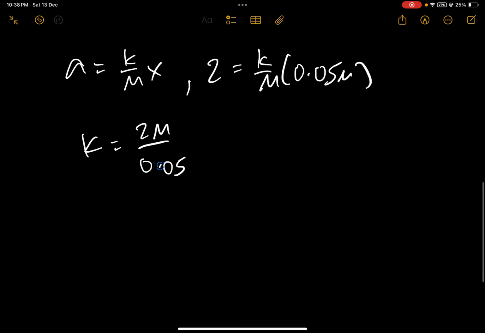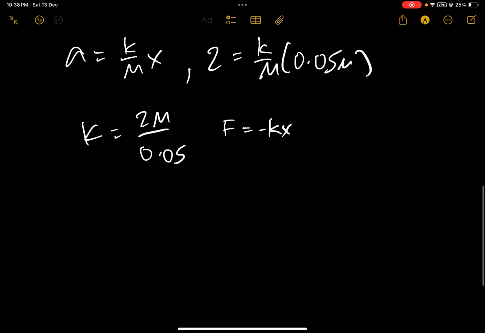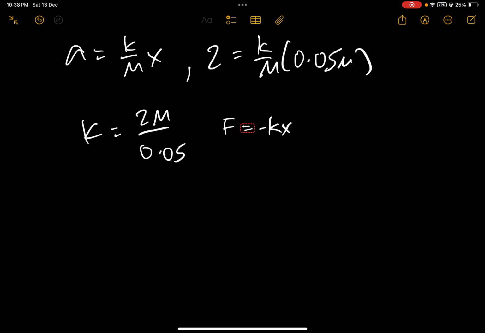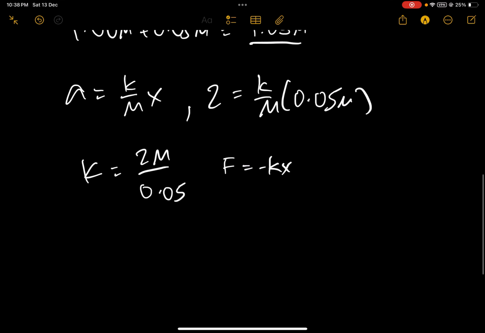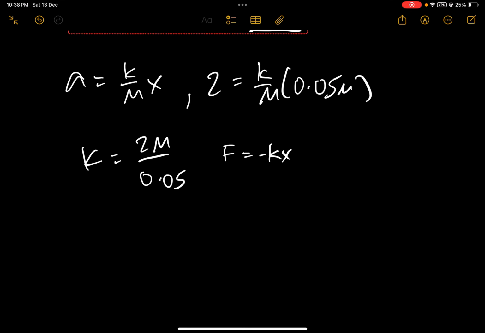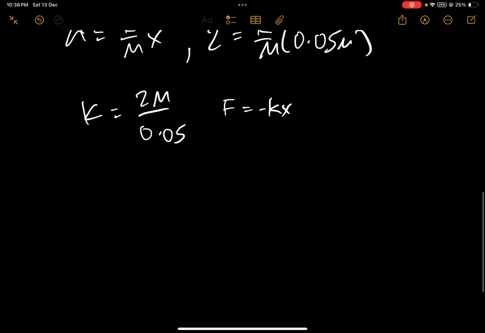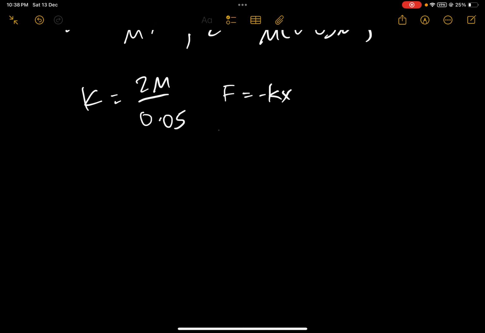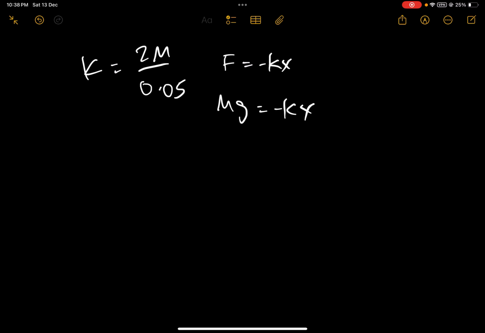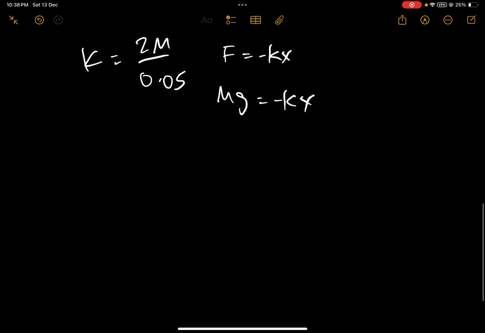Now we can go back to Hooke's law, where F equals negative kx. We also know that at its equilibrium point, which is 1.05 meters, the only force on it is going to be kinetic energy, and gravitational potential energy is going to be 0. Hence, all the force at the 1.05 equilibrium point is going to be caused by gravity. So it's going to be mg equal to negative kx. Now we can solve for x, where mg over k is x.